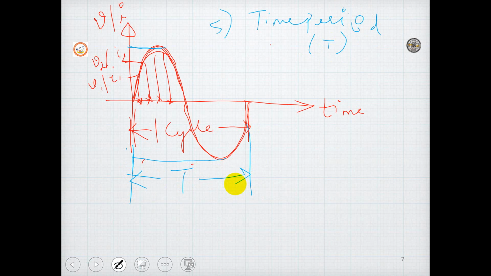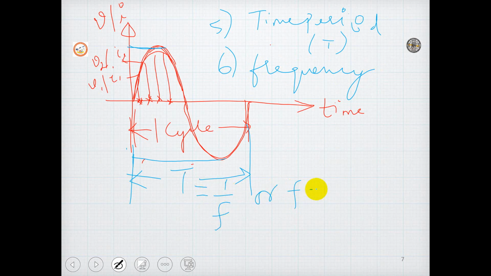Now on the same grounds, we can also define the frequency. The frequency is the number of cycles completed by an alternating quantity per second, where T is given as 1 by f, or f is equal to 1 by T. So it is the number of cycles completed per second. The unit of frequency is hertz.